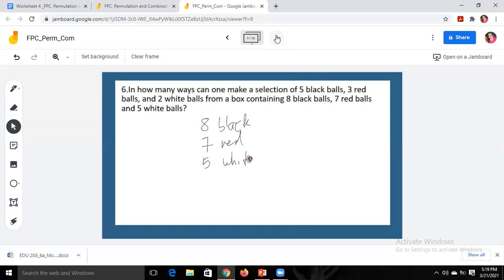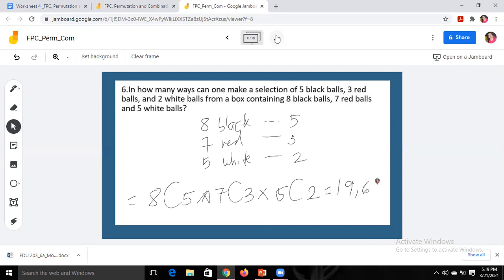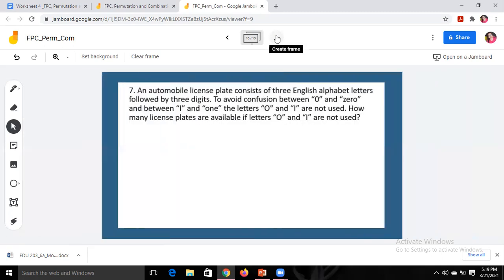So, dito sa 8, kukuha daw tayo ng 5 black. Sa red, kukuha tayo ng 3. Sa white, kukuha tayo ng 2. Okay, that is simply combination. So, in how many ways can you select 5 from 8? Okay, 7 combination 3, 5 combination 2. Okay. So, just compute. Dapat ang maging product po natin is ayan. Okay. So, let's go to the last problem.